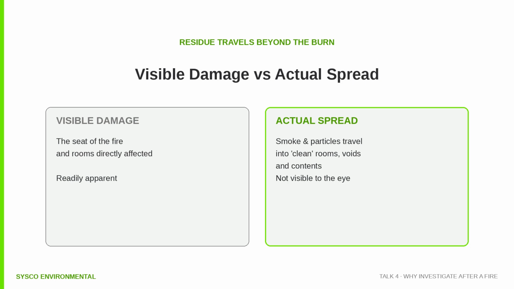It would be possible simply to clean the visibly affected areas and redecorate, and in minor incidents that may even be sufficient. In most cases, however, smoke and combustion particles travel way beyond the seat of the fire and deposit in rooms, voids and contents that appear entirely unaffected.